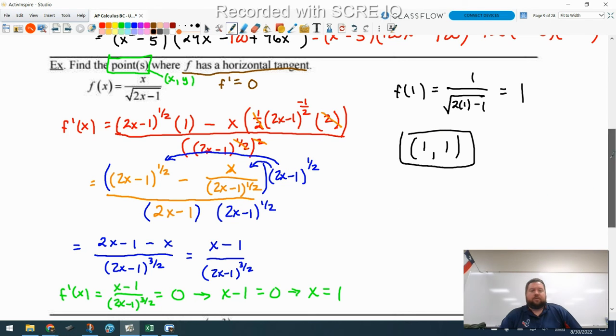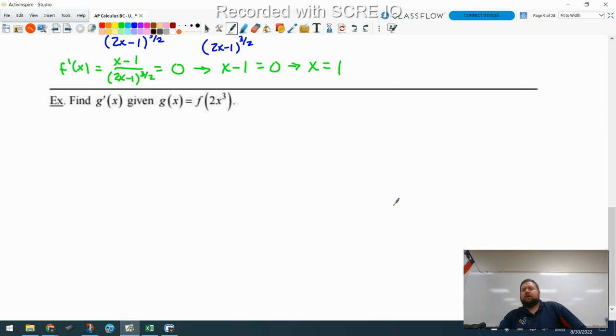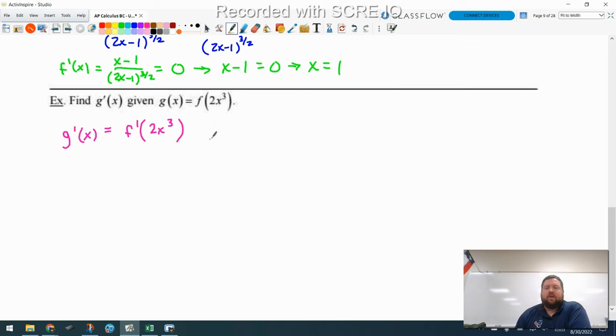All right, let's look at the next one. G prime of x given that. Hey, this is a chain rule problem. Give it a try on your own, and then unpause the video, see how you did. All right, G prime of x is equal to, we do the derivative of the outside first, f prime, keep the inside the same, and then we multiply by the derivative of the inside. Not really much else we can do with that. So that's it.